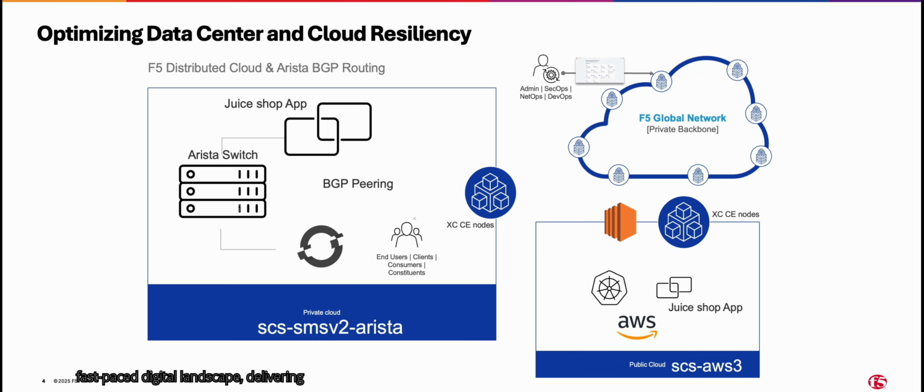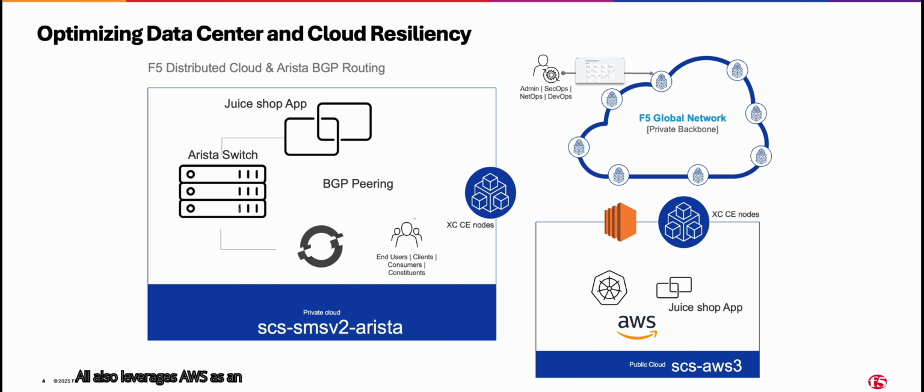In today's fast-paced digital landscape, delivering applications with minimum latency and high resiliency is paramount. I'll walk you through a cutting-edge solution that integrates F5 Distributed Cloud with Arista switches to achieve an optimized multi-site deployment. This architecture not only prioritizes local data center performance, but also leverages AWS as an overflow site.